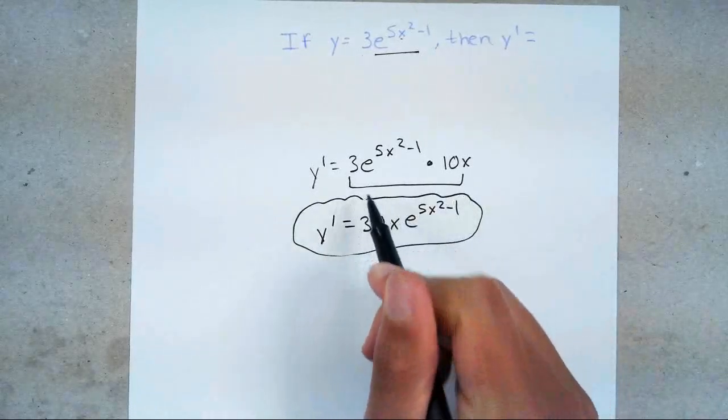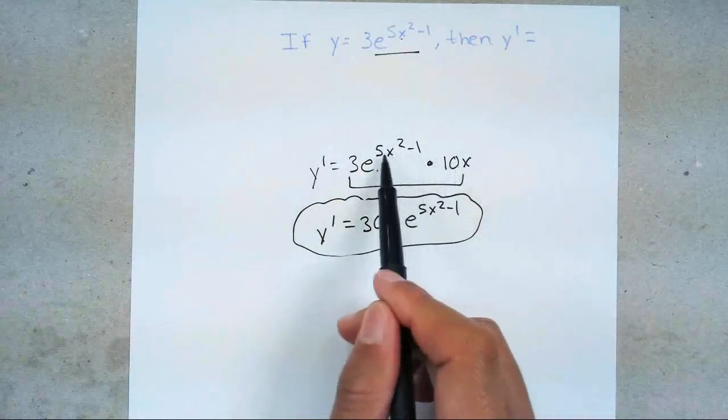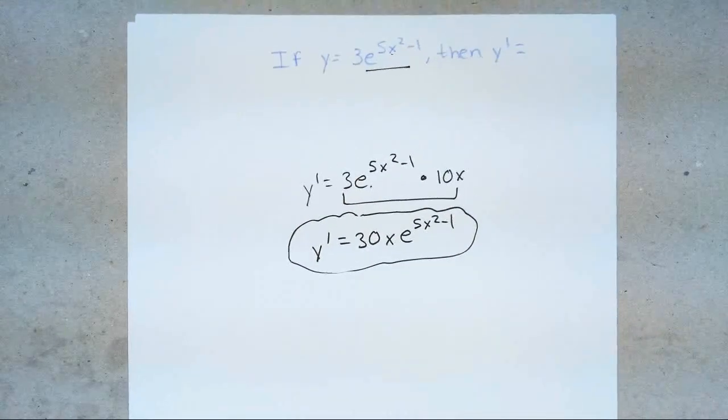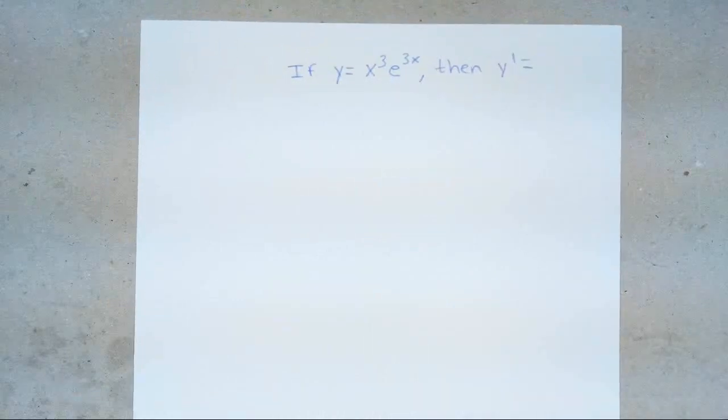So anytime you have to find the derivative of e, it's literally bring it down times the derivative of the exponent. So now let's make it a little bit more complicated.